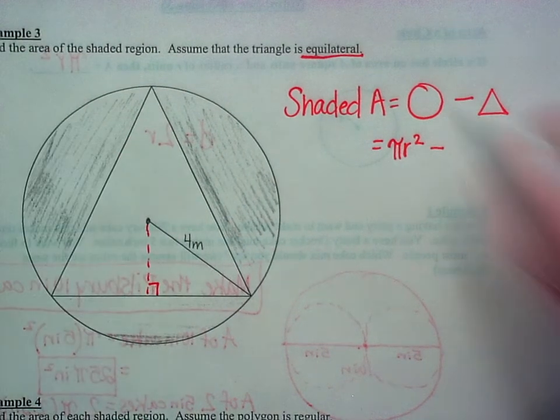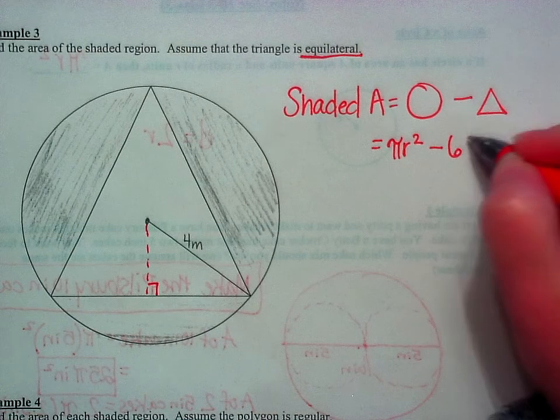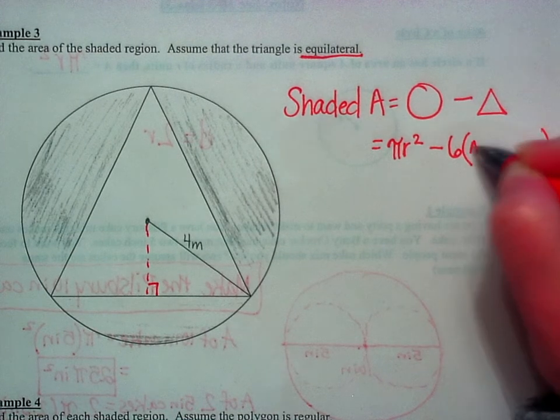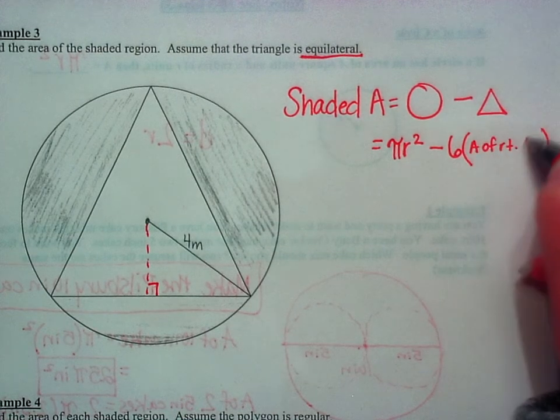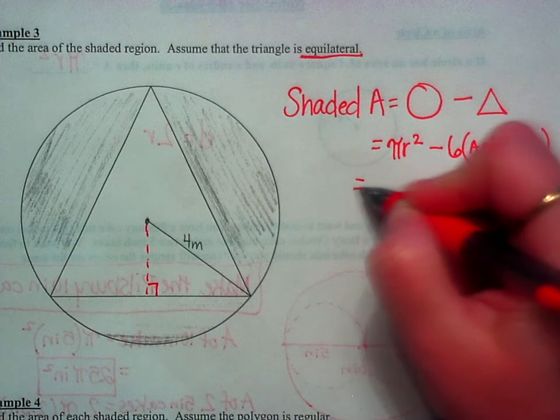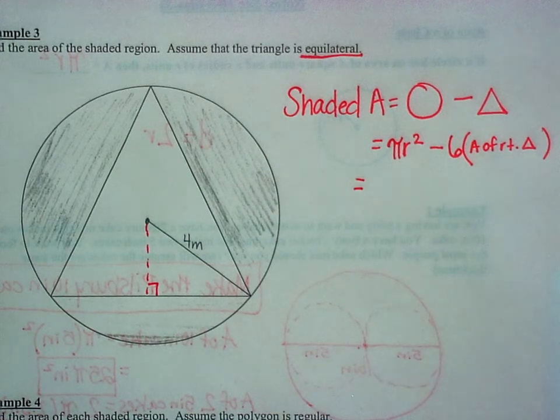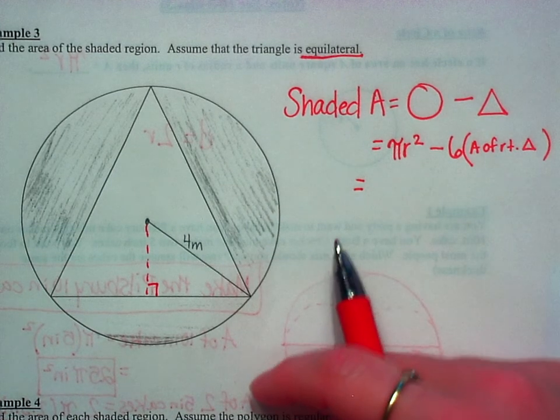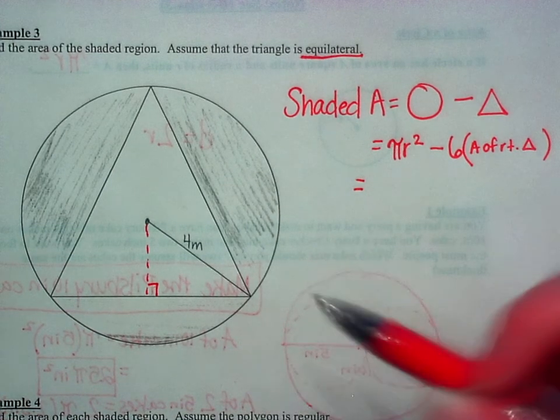Okay, so we're going to do 6 times the area of the right triangle. So let's go over here and let's figure some stuff out. So let's figure out the area of the triangle.